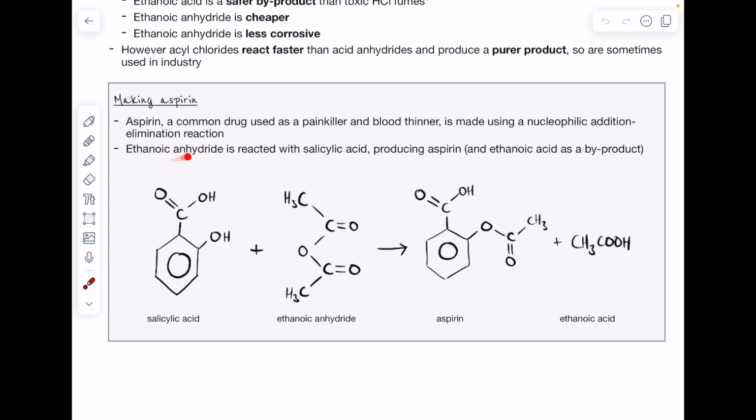So here you're using an acid anhydride, it's ethanoic anhydride. It's reacting with salicylic acid, which is acting as your nucleophile due to the lone pair of electrons on this oxygen here. So as you can see, this salicylic acid has added itself. We haven't drawn the mechanism, but you can see how this would be your leaving group. Obviously, being symmetrical, it doesn't matter which side we pick as our leaving group. So that produces our ethanoic acid, which we said was a safer byproduct, and the rest of the molecule has attached itself here.